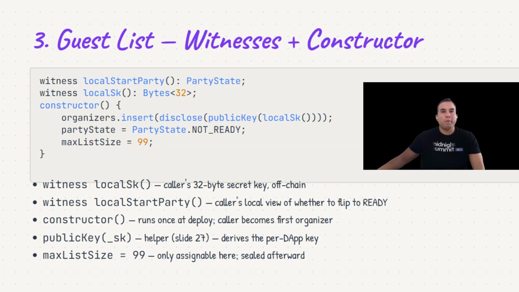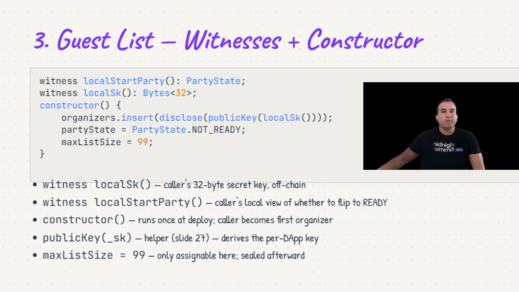2 witnesses. Remember, that's private data living on the user's device. Local escape returns the caller's 32-byte secret key, their identity essentially, which lives only on their computer. And local start party returns the caller's opinion about whether the party should start. We will see where that gets used.